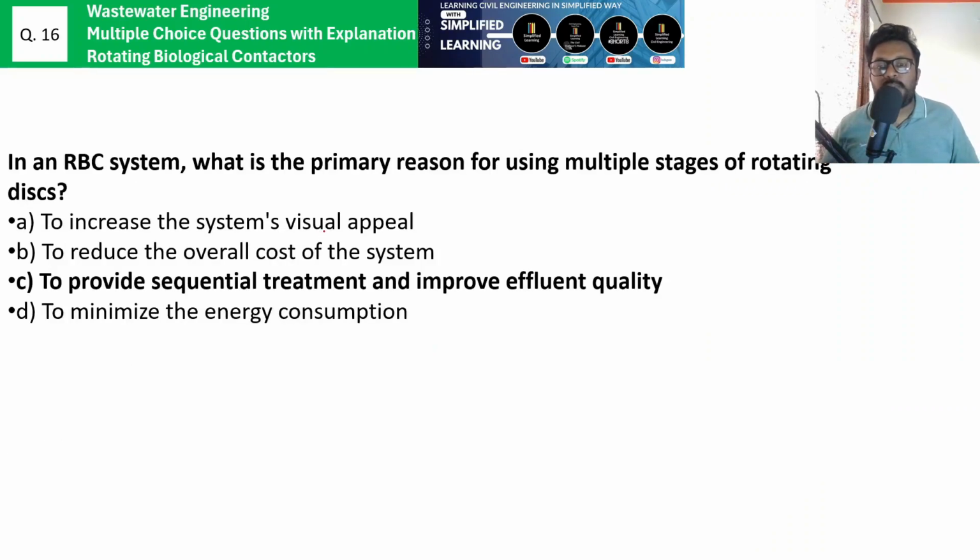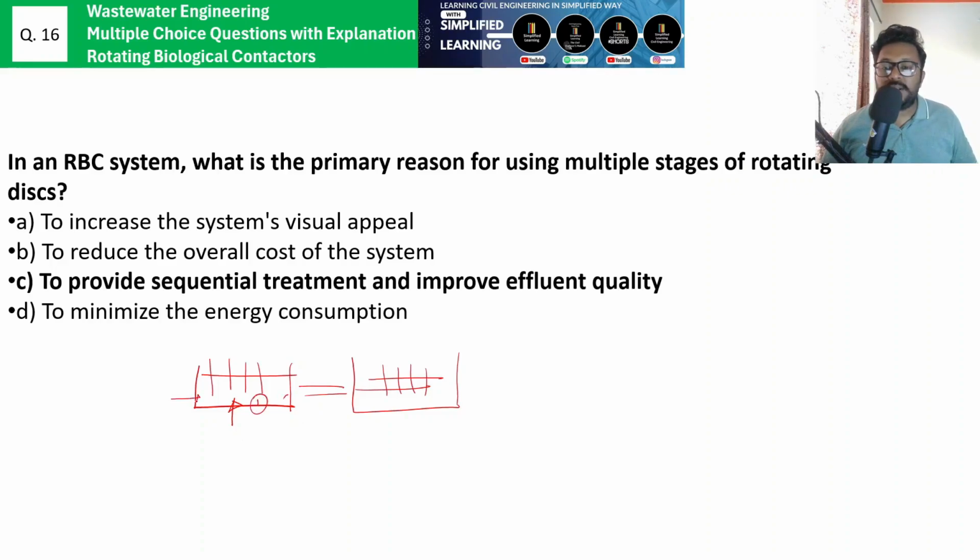In an RBC system, what is the primary reason for using multiple stages of rotating discs? See, when we say multiple stages of rotating discs, we are talking about one chamber with rotating discs, then another chamber with rotating discs. Okay, and why are we doing that? Stage 1 treatment will take place in chamber number 1. Then effluent from stage 1 will act as influent for stage 2, and again treatment will take place here, and after that we can have stage 3 or stage 4. This provides sequential treatment and improved effluent quality. Okay, having multiple stages of a treatment unit in a wastewater treatment system is going to improve the effluent quality.